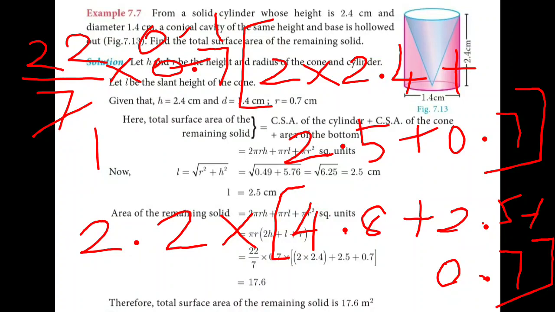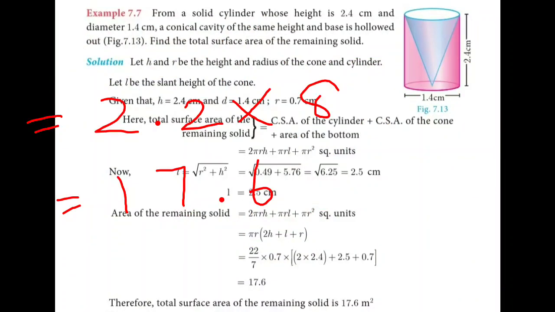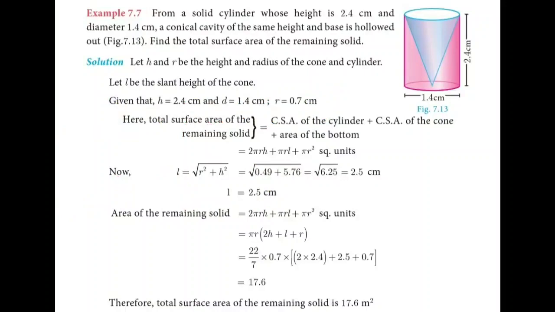Then 22 into 0.1 we get 2.2 into 4.8 plus 2.5 plus 0.7. Then 2.2 into 8. Then 4.8 plus 2.5 plus 0.7 we get 8. Then 2.2 into 8 we get 17.6. Therefore, total surface area of the remaining solid is 17.6 meter squared.